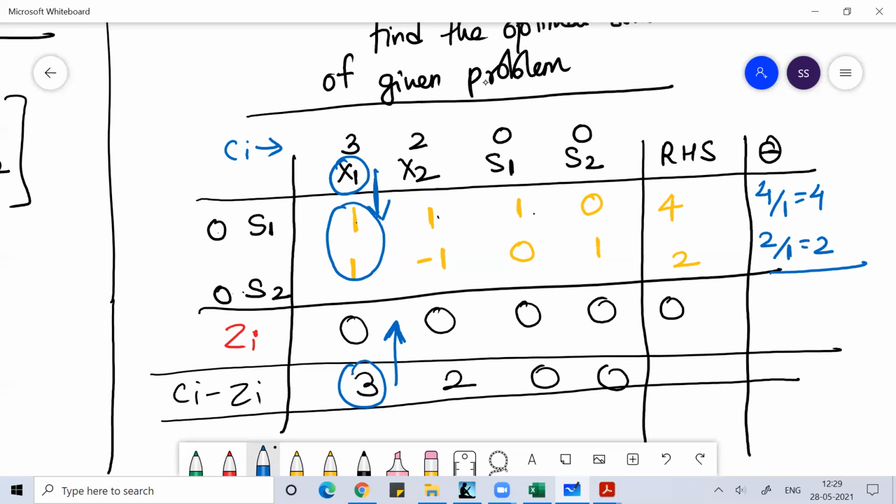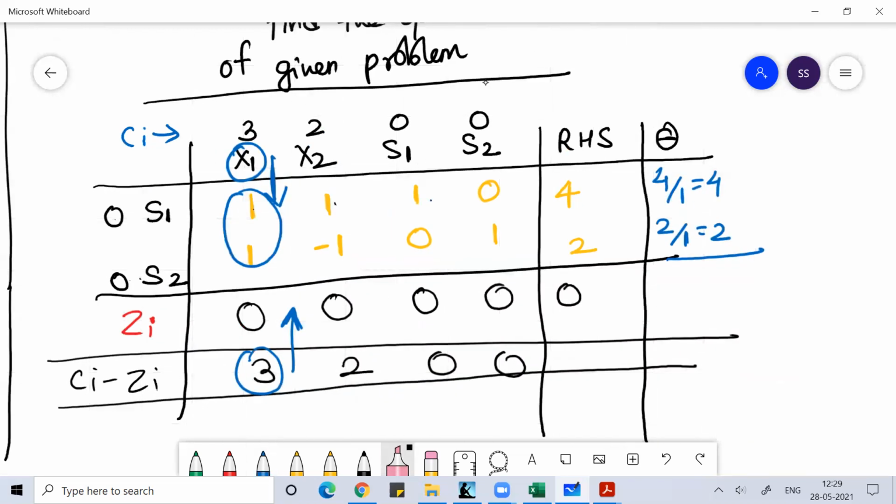Whichever gives you the minimum theta value will tell you which variable is exiting. So S2 is exiting, because the minimum theta value is for S2. S2 will exit and be replaced by x1.